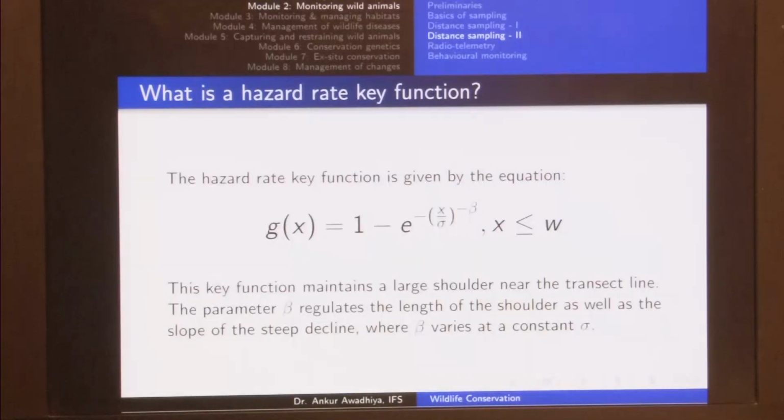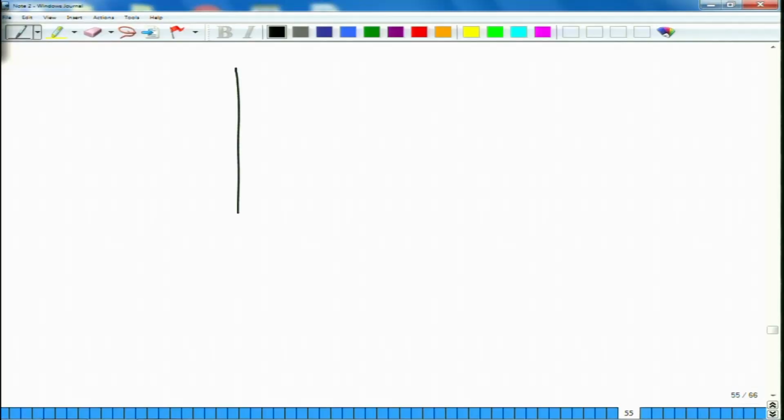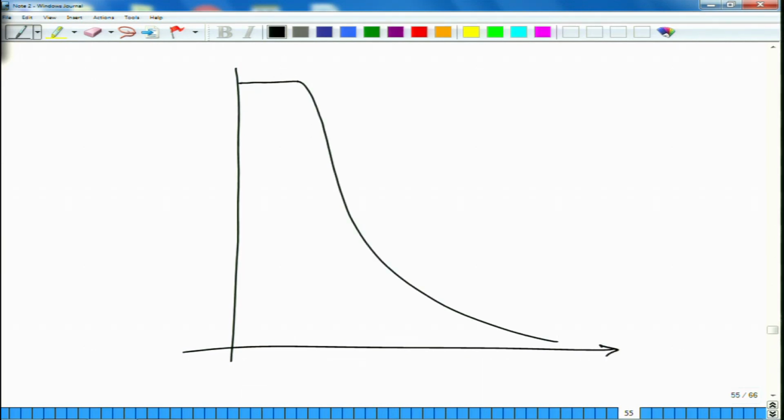Now, the next key function for g of x is called the hazard rate function. We can understand a hazard rate function by looking at its shape. A hazard rate function has a broader shoulder as compared to half normal, and then it goes down with distances x.